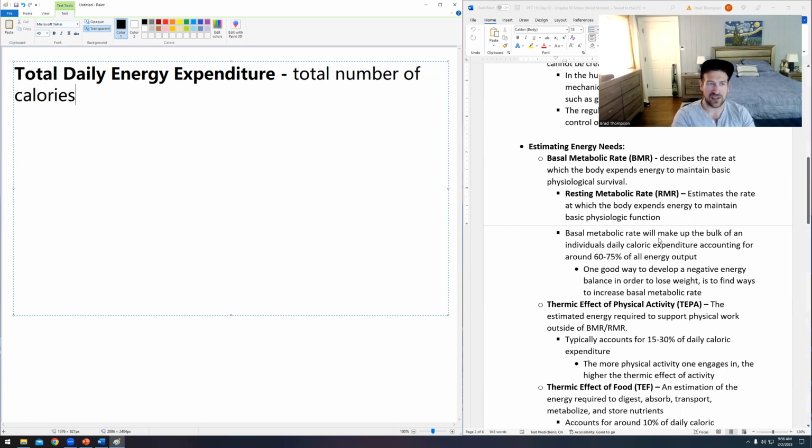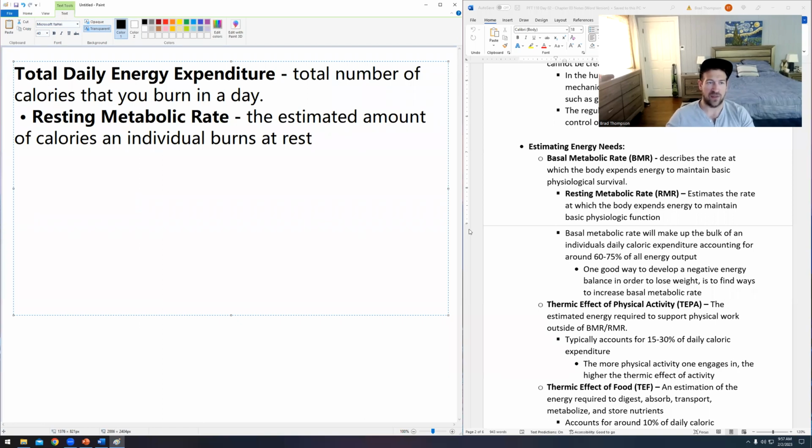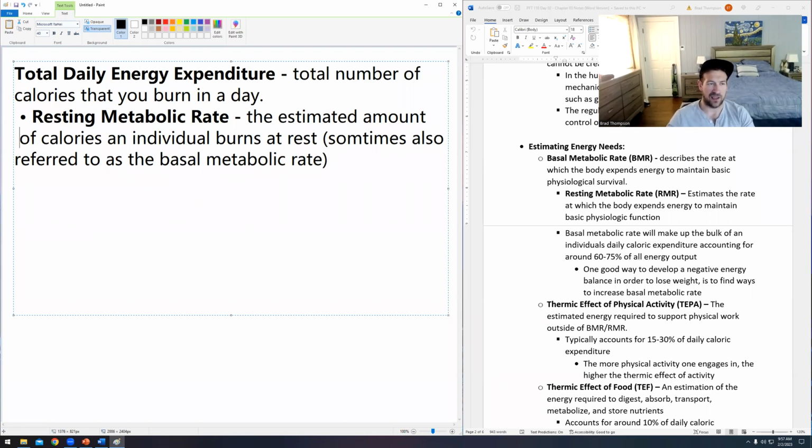number of calories that you burn in a day. Now that is going to be made up, you guys will remember, of your resting metabolic rate. That's the estimated amount of calories an individual burns at rest. That's also sometimes called your BMR. Sometimes we'll also refer to that as the basal metabolic rate.